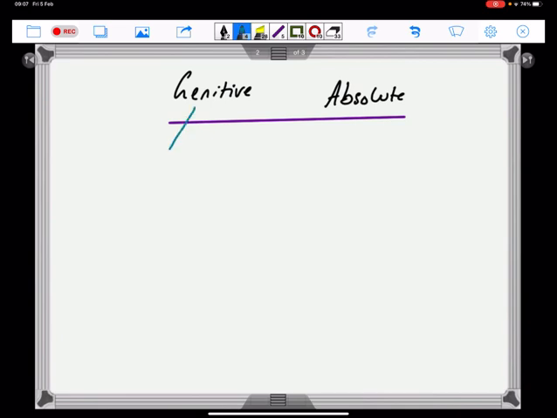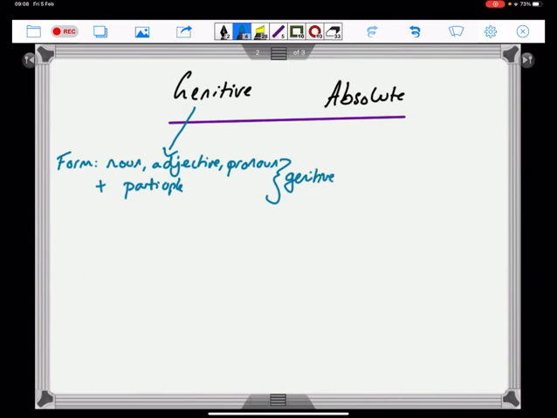You need, form-wise, a noun or equivalent (noun, pronoun, adjective) and a participle, both in the genitive. The absolute bit means the subject of the phrase is not the subject of the sentence.